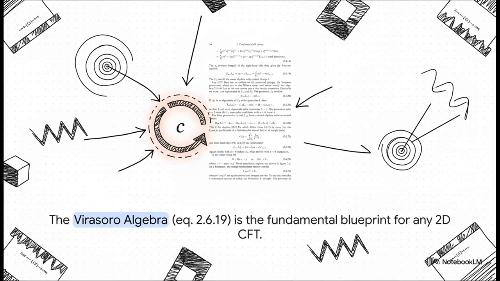This equation is the Virasoro algebra. It is the fundamental blueprint that governs any possible two-dimensional conformal field theory. It's incredible. All the properties of the theory are encoded right here. And for us, the most important piece of this whole thing is that one little number c on the right-hand side. It's called the central charge, and its value is like a unique fingerprint that identifies exactly what kind of theory you're dealing with.